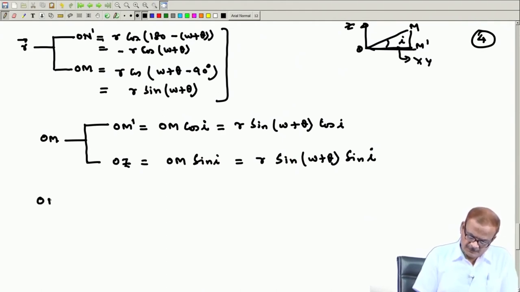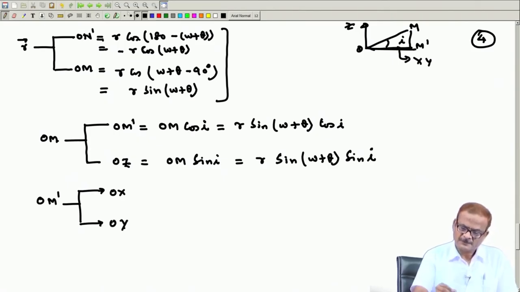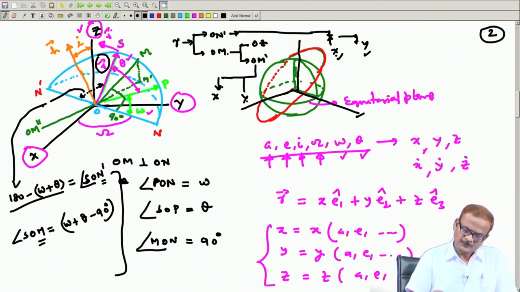Now, we take Om prime and again break it along two directions, along the Ox direction and along the Oy direction, because if we look back, Om prime is lying in the xy plane. So, we can have the component along the x direction and y direction. Now, what are the angles? The angle m prime O n is 90 degrees, and we are looking for the angle between m prime O and y, how much this will be.